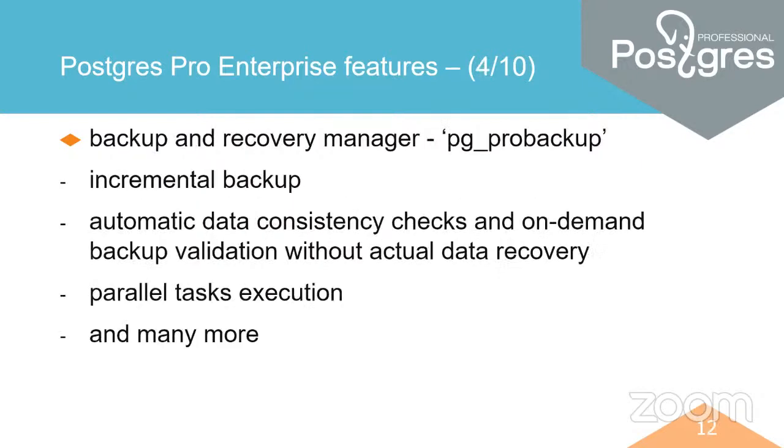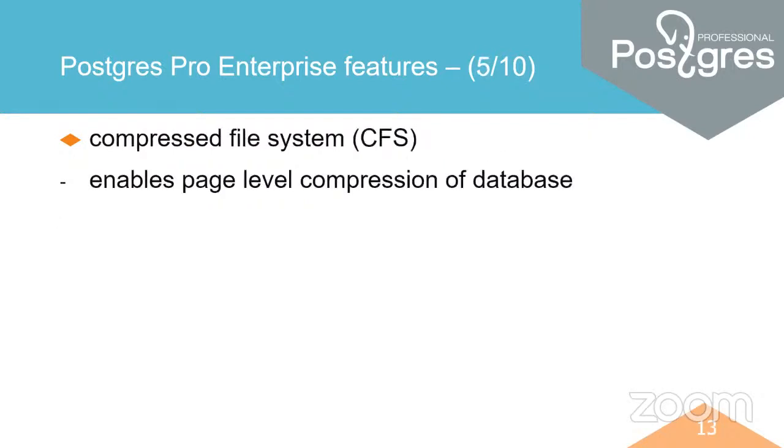The next one is well-known backup and recovery manager, which is called PG Pro Backup. It provides lots of features, for example, incremental backup, automatic data consistency check, parallel task executions, and many more. You can find all of them in our documentation site. Compressed file system, or CFS, enables page-level compression of database. Compression ratio depends on the data types, of course, but what we have from our fields, it's about from 3 to 5 times.